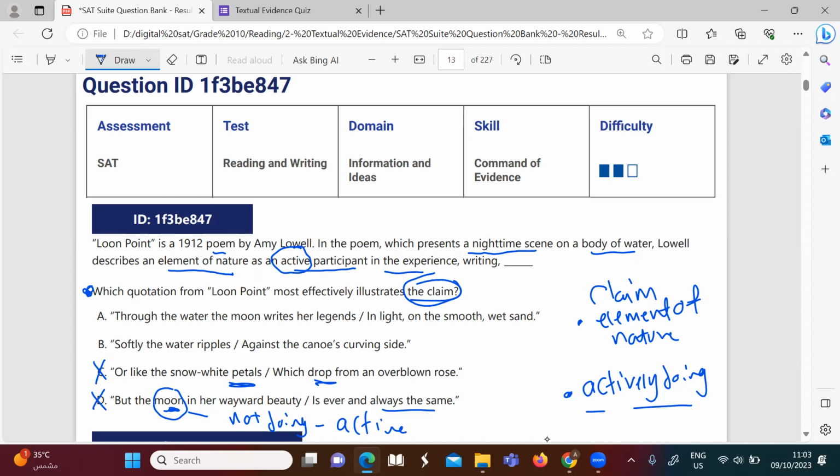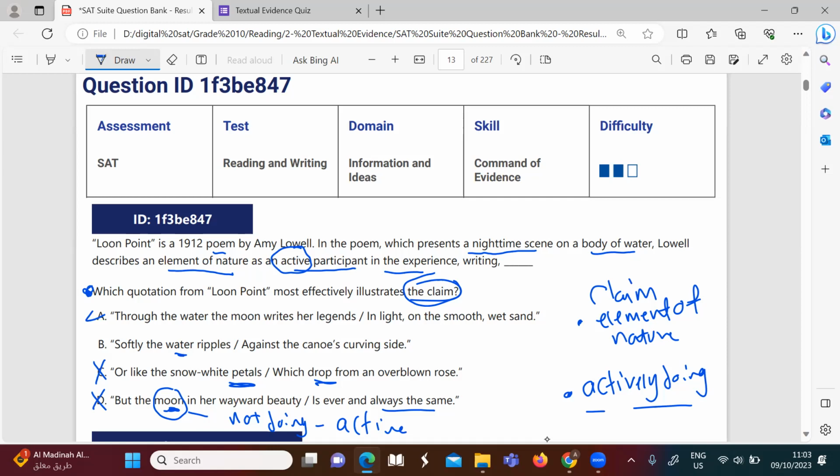B, softly the water ripples. The water flows. It just flows. Is it actively participating? I don't think so.